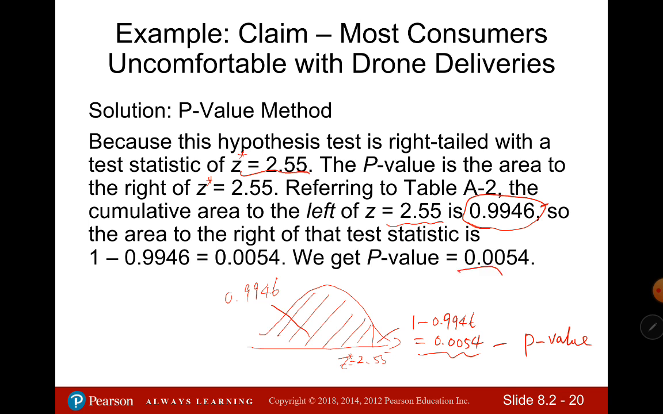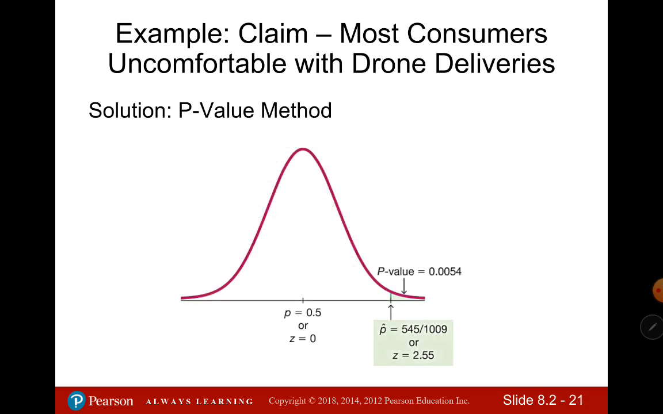This is the p-value, not the 0.9946. This is just the area cumulative to the left. It's not the p-value for this question. We are focused on the right side area.